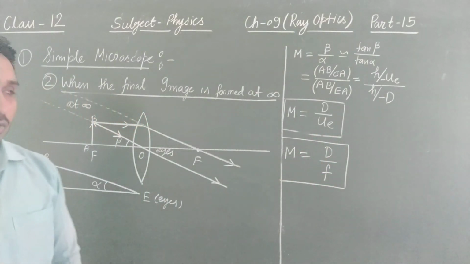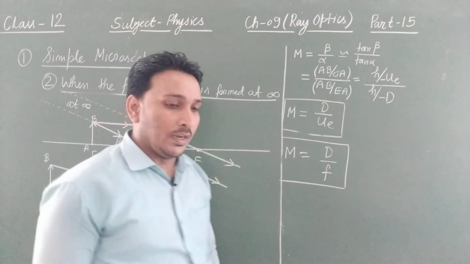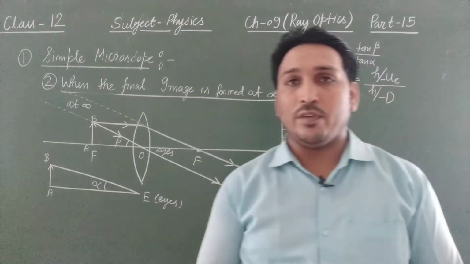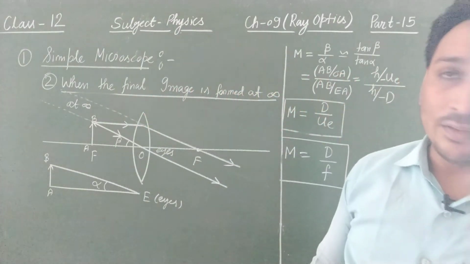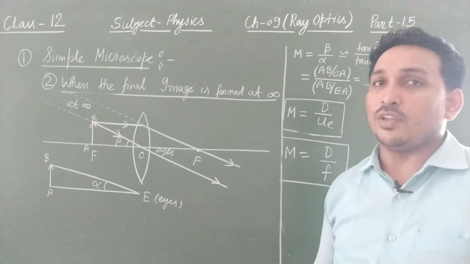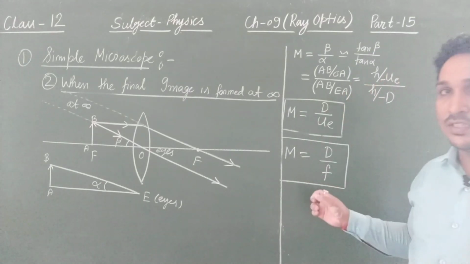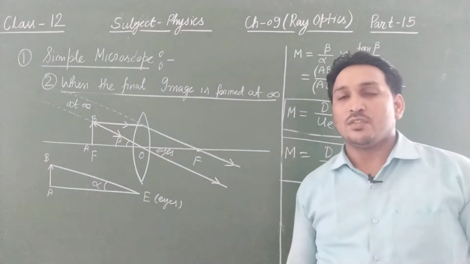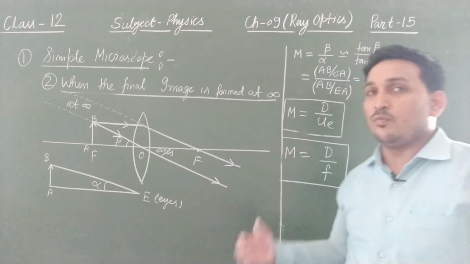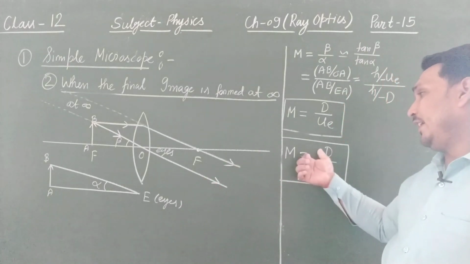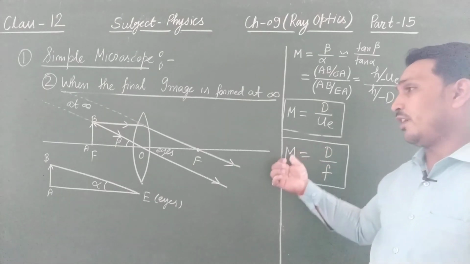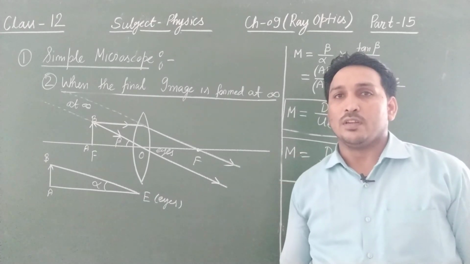Okay, so this was all about magnifying power, and from the formula of magnifying power we can also explain why the focal length of the simple microscope lens is taken short, because as F is less, magnifying power is more. From here, one more question: why F cannot be greater than D? If F is greater than D, magnifying power will be less than 1.